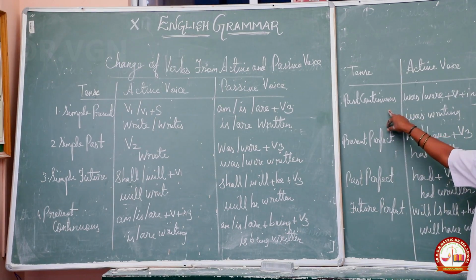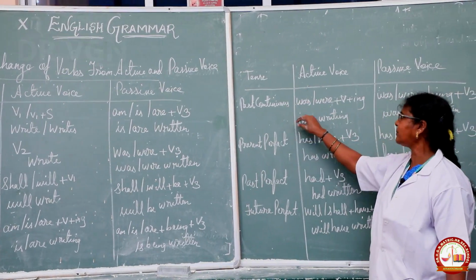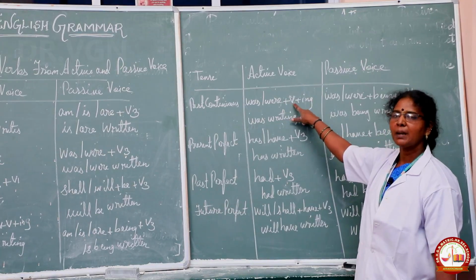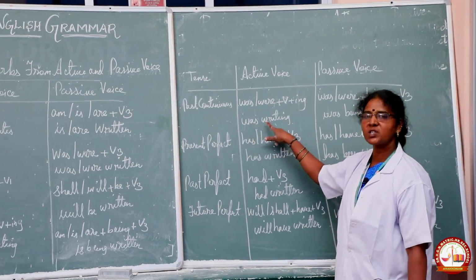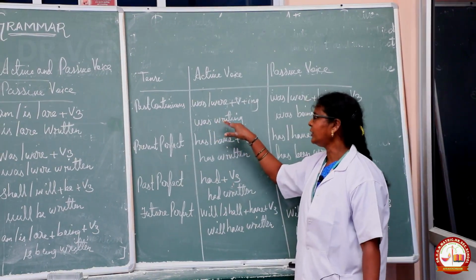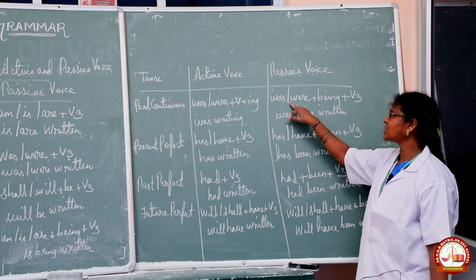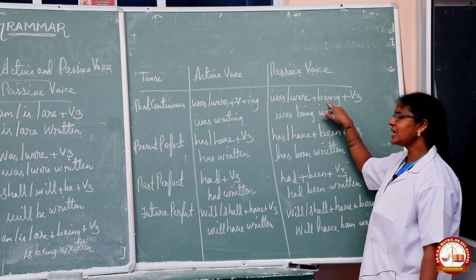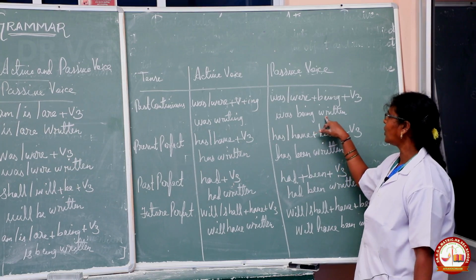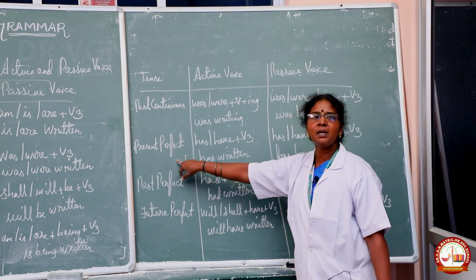Next, past continuous tense. In past continuous, active voice means was/were plus verb plus ing. That means was writing. Was writing is past continuous tense in active voice. In passive voice, the rule is was/were plus being plus V3. That means was being written. Was being written.